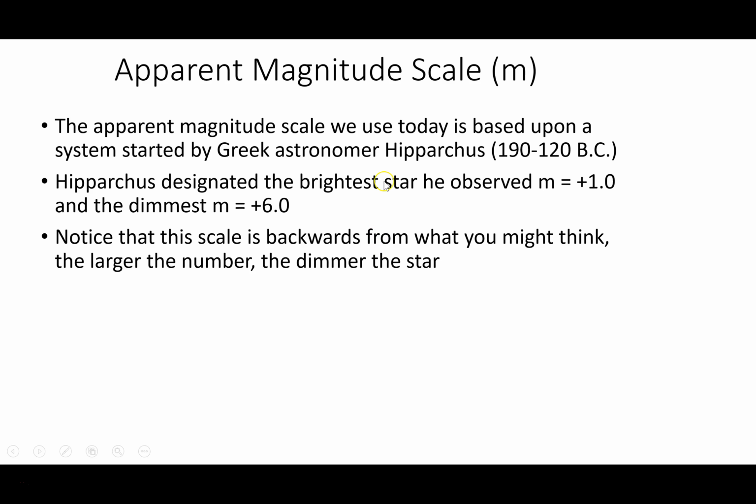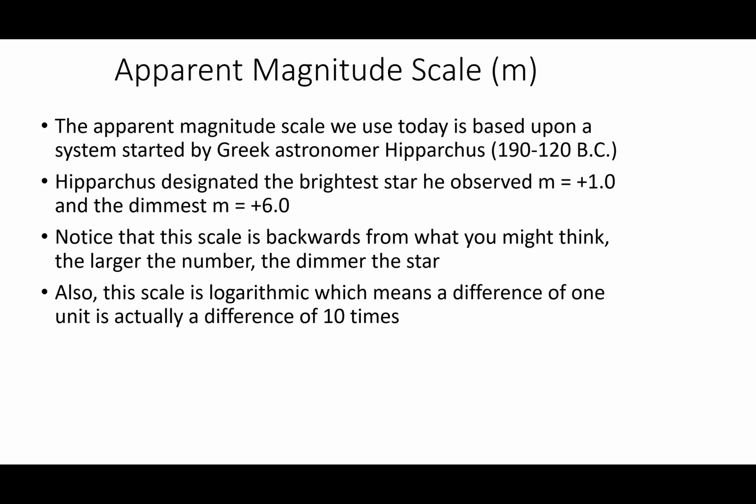So we have this brightness scale, apparent brightness scale, apparent magnitude, lowercase m. Now remember, I feel like it's a little bit backwards. The higher the m, the higher the apparent magnitude number, then actually the dimmer the object is. And it's all based upon a scale of +1 to +6. +1 being the brightest star, anyway, that they base their observations on, and a +6 being the dimmest one.